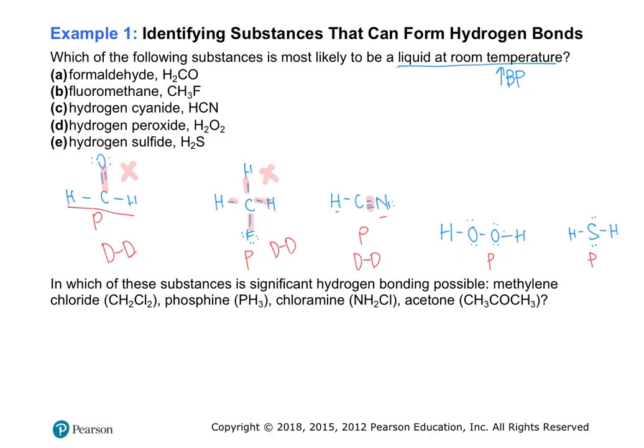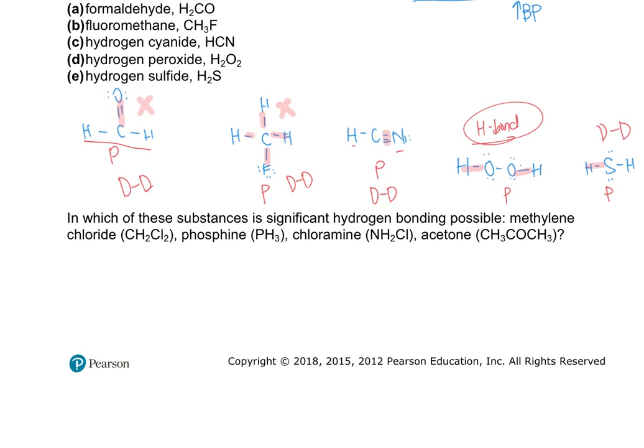Now in hydrogen peroxide, we have oxygen bonded to hydrogen in two places. So this is going to have dipole-dipole, but also hydrogen bonding. And then lastly, we have sulfur bonded to hydrogen. Nothing special there. That's also dipole-dipole. So the only one that has the strongest intermolecular force, hydrogen bonding, is hydrogen peroxide. And we already know this is a liquid at room temperature because you probably have it in a brown bottle in your bathroom. So this other question is very similar.